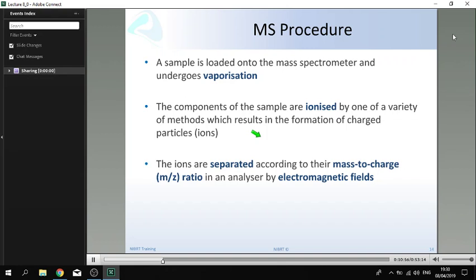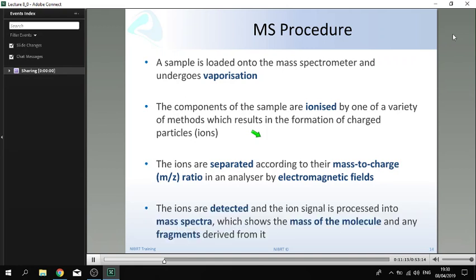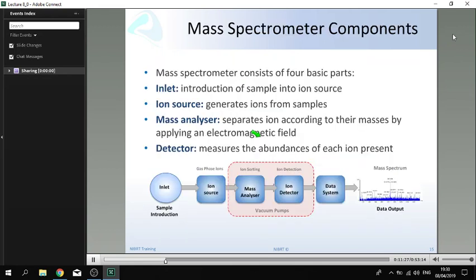The components of that sample then need to be ionized. So remember, we can only measure mass of charged particles using a mass spectrometer. So our components need to be ionized by one of different methods that can be used. We'll talk about different methods of ionization to form charged particles or ions. Then the ions, after they are charged, go through the mass spectrometer and are separated according to their mass to charge ratio, or m/z ratio, in an analyzer. They are separated because we are using an electromagnetic field to change their trajectories depending on their mass to charge ratio. And then the ions that are separated are detected. The ion signal is processed into a mass spectrum, which will show us the mass of the molecule and any fragments that are derived from it.